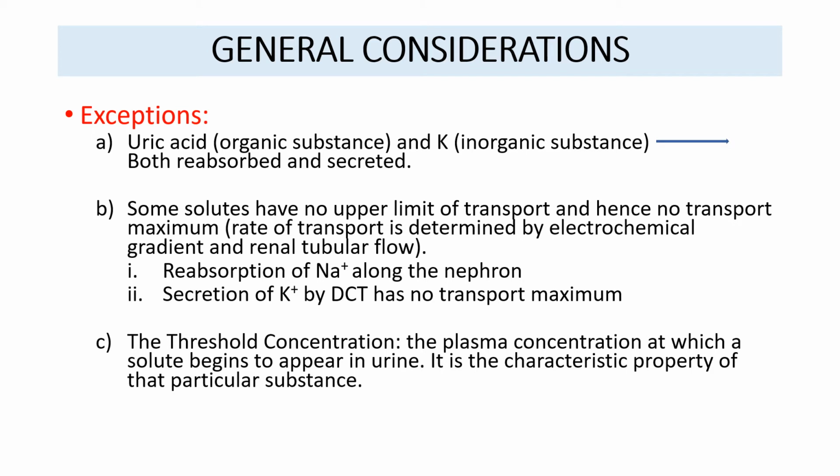Now there are some exceptions to these formulas. Exceptions are uric acid, which is an organic substance, and potassium, which is an inorganic substance. Both these substances are reabsorbed and secreted. Some solutes have no upper limit of transport, hence no transport maximum. The rate of transport is determined by electrochemical gradient and renal tubular flow.